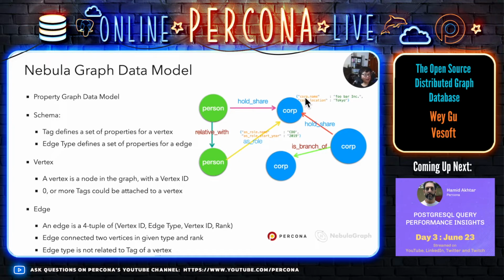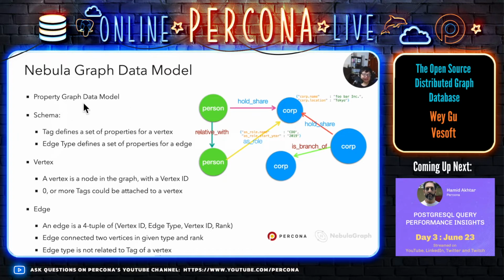So you can have corporation name and corporation location in Nebula Graph. And similarly, you will have properties in the relationship or edges here. So here we have a person working as a role in a corporation. The role name here could be CDO, the Chief Database Officer. And you can have another property called start year. So you work as the CDO since 2019. So these are the properties in the edge.